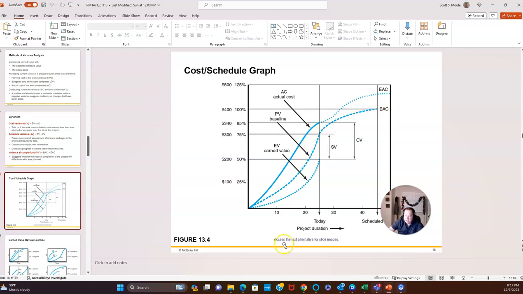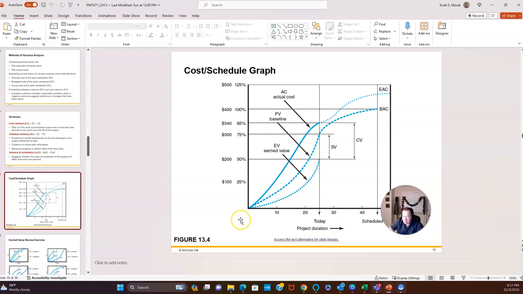So if we look at this, let's call these days. You had planned on completing the project by 45 days, and you thought the project was only going to cost $400 to complete in the 45 days. So in your plan, this is how much you thought you were going to be spending throughout the project to complete all of your deliverables.